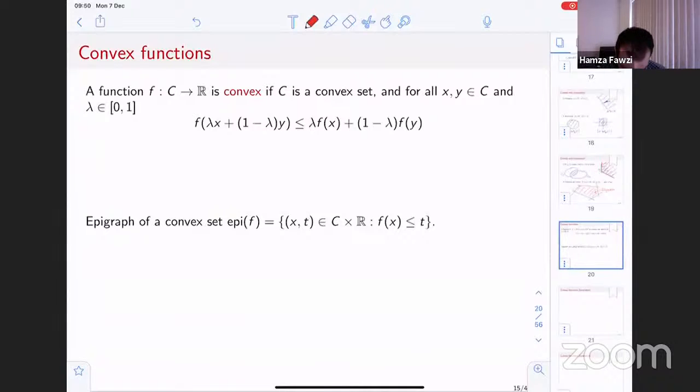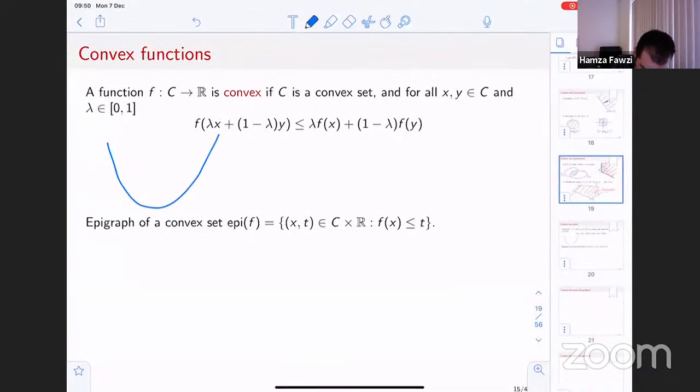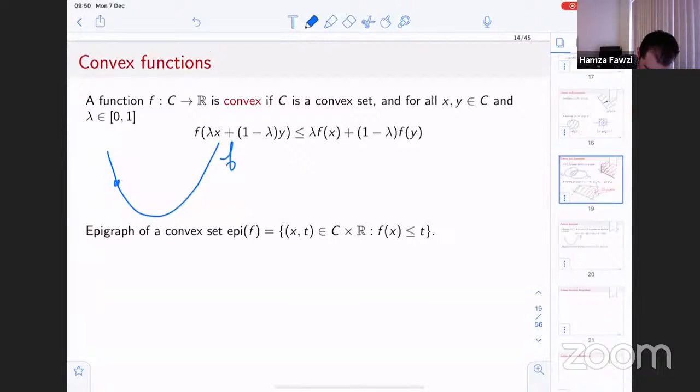A function is convex if its domain C is convex, and if for all x and y in C and all lambda between 0 and 1, f applied to the convex combination of x and y is less than the convex combination of the values of f. Again, what this means is, this is my graph of f, and if I take two points, f of x and f of y, the line segment joining these two points has to be above the curve. Okay, so this is convex.